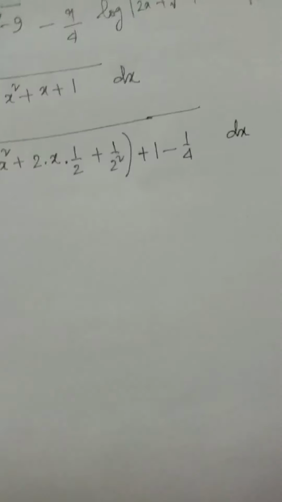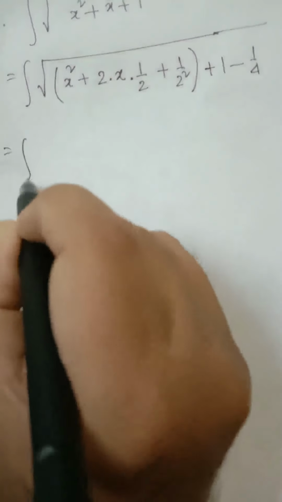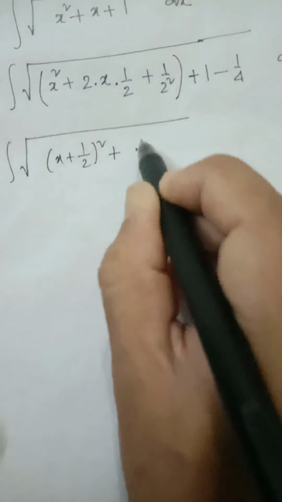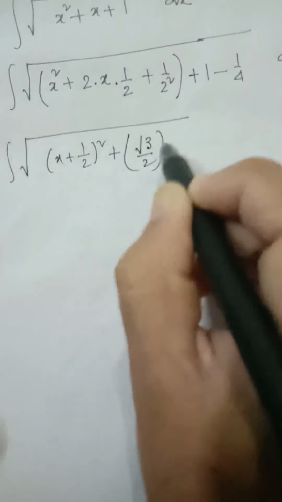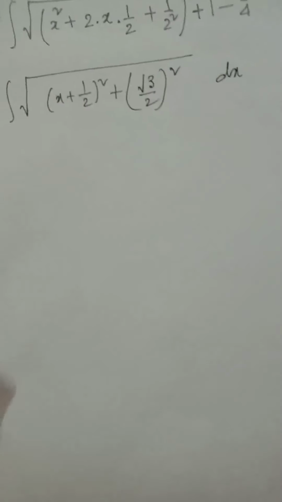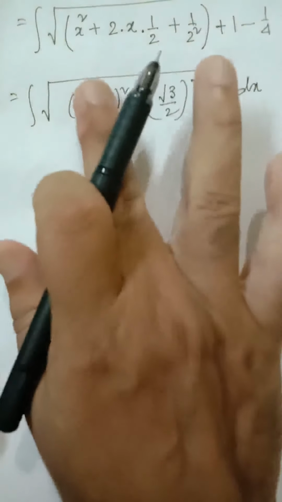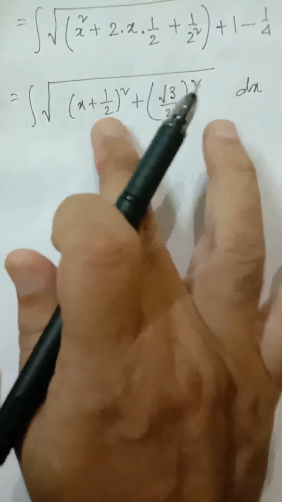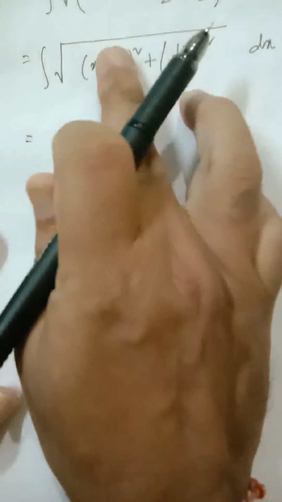Okay, now this integral is (x plus half) whole square plus 1 minus 1 by 4, which is 3 by 4, which is (root 3 by 2) whole square. This integral is of the form root over x square plus a square. You can substitute, put x plus half equal to t, and then integrate and apply the formula, or you can do it directly in this way.